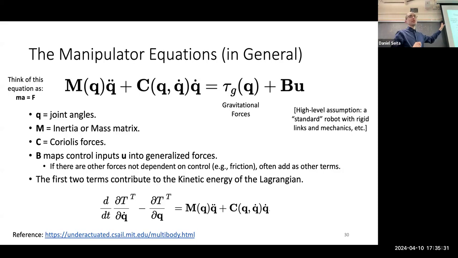But again, this equation is just a model. So it could be wrong, but for many robots, it is a good fit when you combine the mass matrix and the Coriolis matrix. And in software such as Drake, which is a robot simulator, the way it works is you define values of M and C and B, and then the simulator will just handle the physics for you after that. Then the first two terms will contribute to the kinetic energy of the Lagrangian.